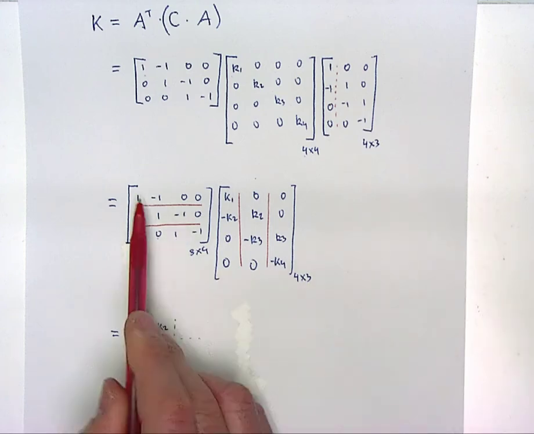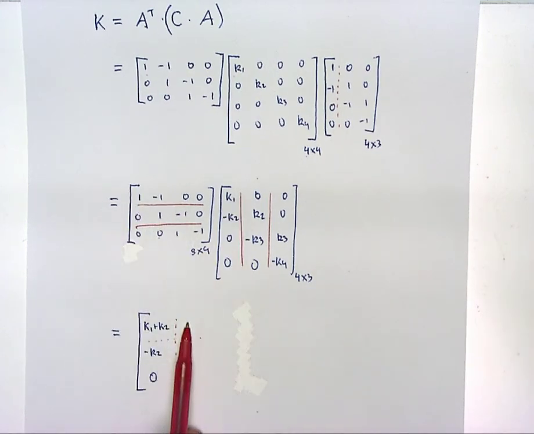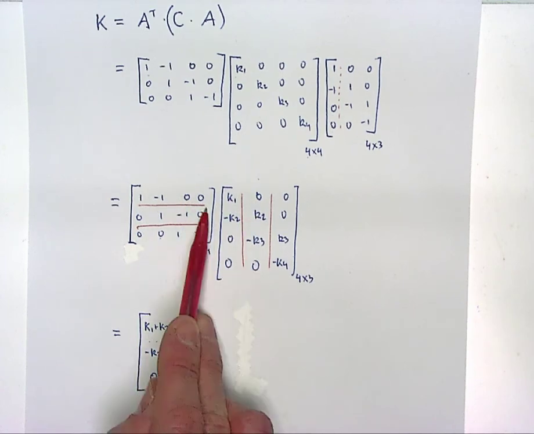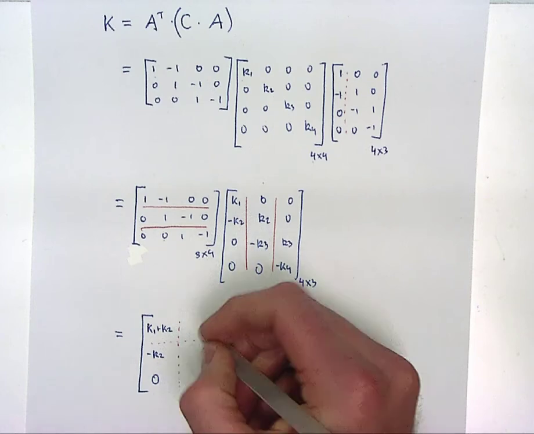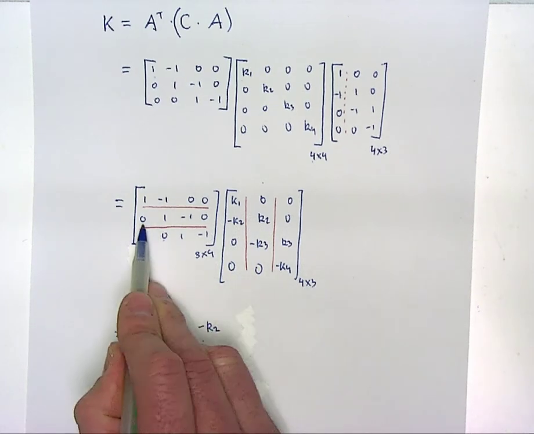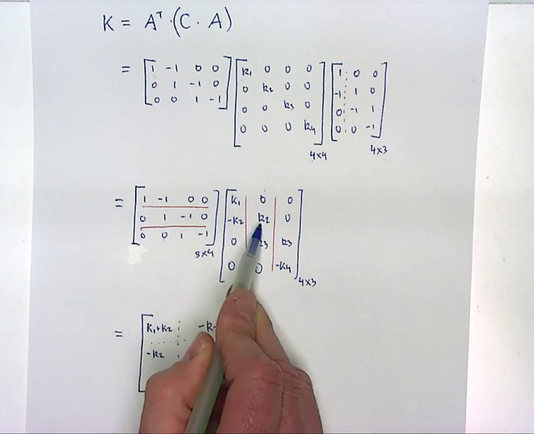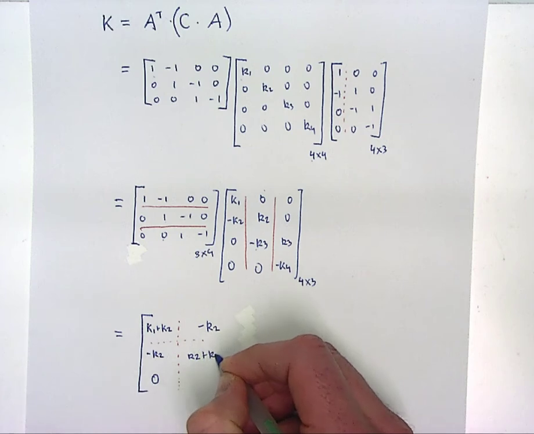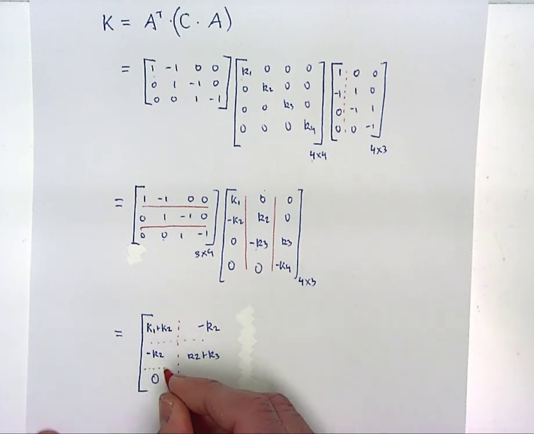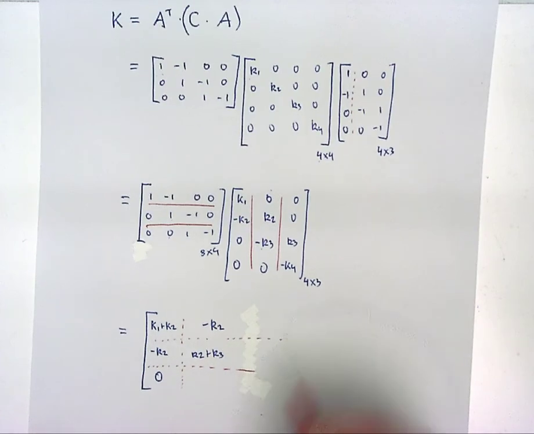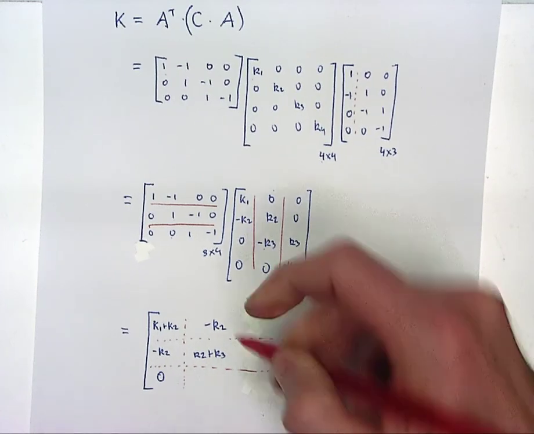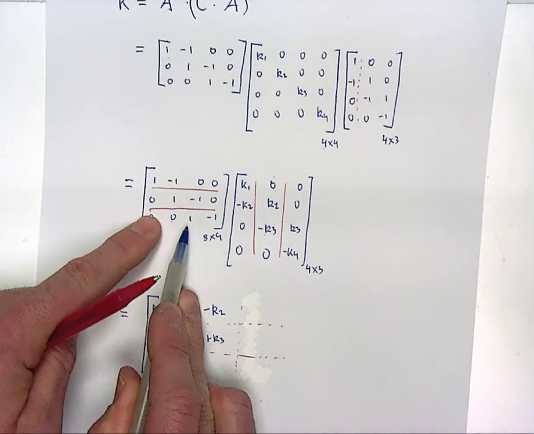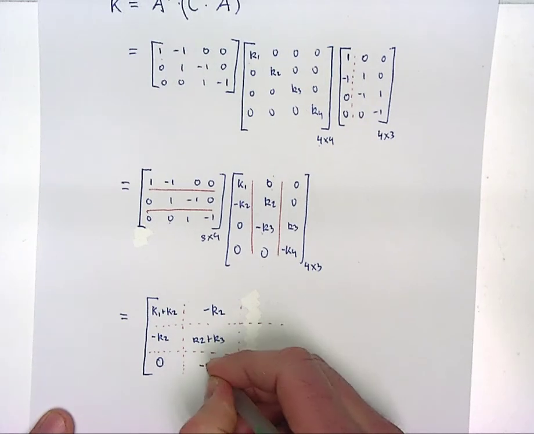Okay, so let's do the second column. Let's start with the first entry in the second column. 1 times this, negative 1 times that, 0, 0. So negative K2. Okay, so let's go to the next one. Row 2, column 2. 1 times K2, K2 plus K3. You got it. Look at you. So you already jumped ahead of the game there, right? So let's take a look at the next one. 0, 0, negative K3. Yep, you got it.